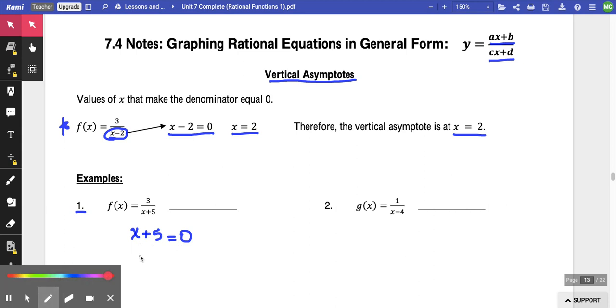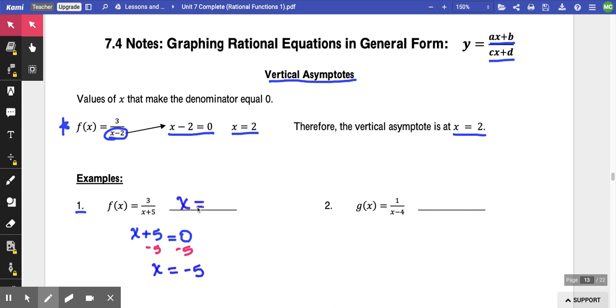Now to solve that one, using algebra, I'm going to subtract 5 from both sides of the equation to get the x by itself, and that would give me then x is equal to negative 5. So my vertical asymptote would be at x equals negative 5.